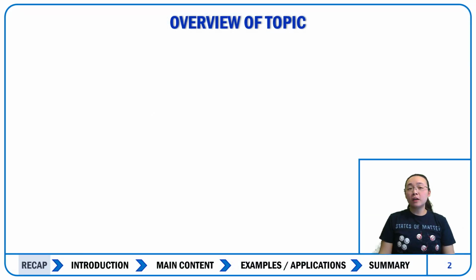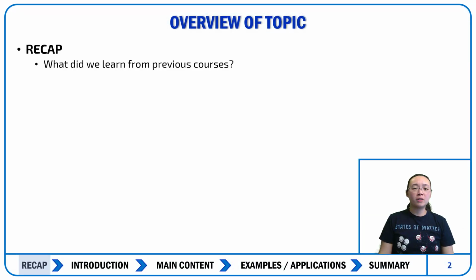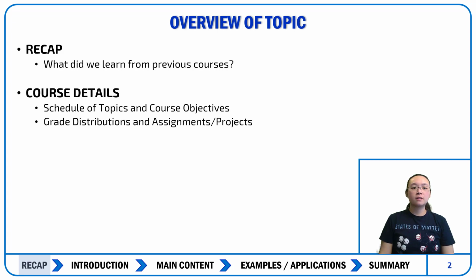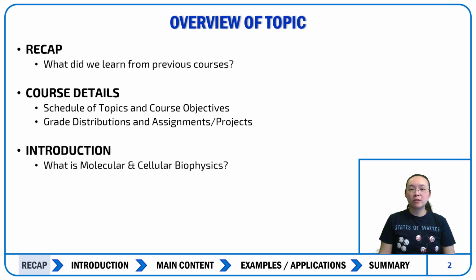So what am I going to talk about in this lecture? I'm going to be giving you a recap of what you've learned from previous courses. I'm going to go through some course details, so that means a schedule of topics and course objectives, grade distributions and assignments and projects. I'll also be giving you a brief introduction to molecular and cellular biophysics, as well as a summary. So basically a list of deadlines for this week.